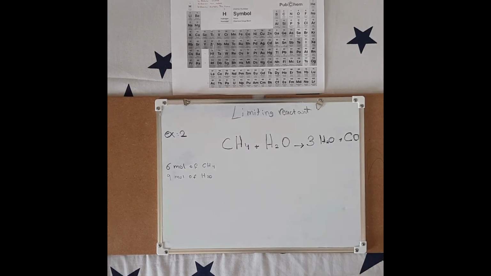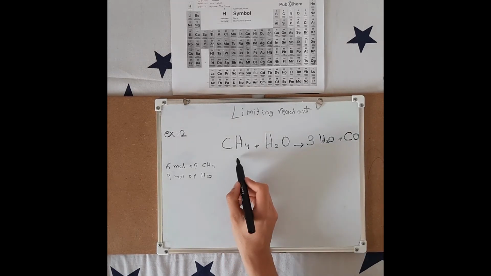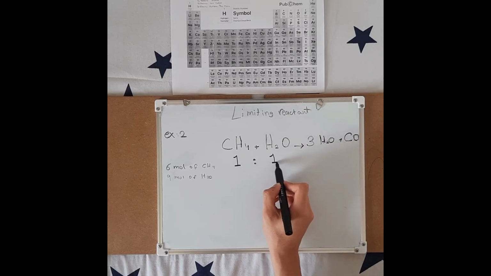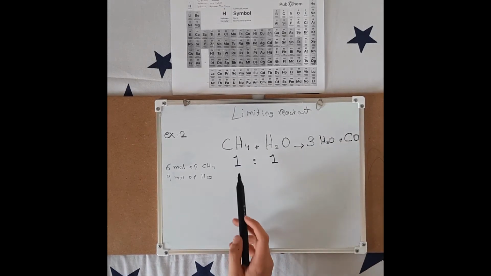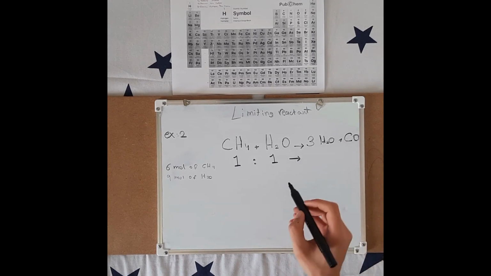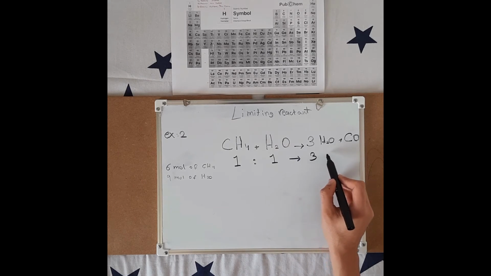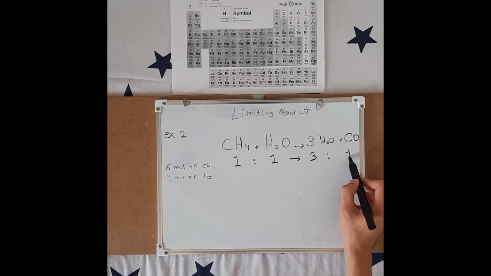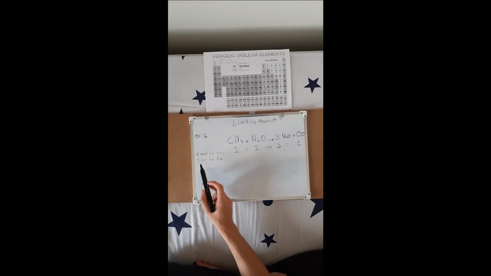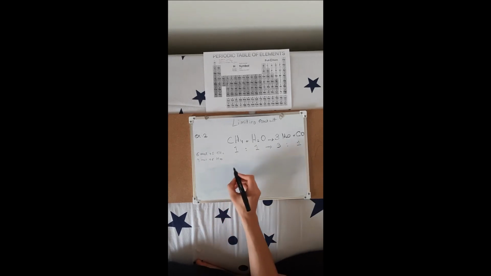First of all, we have to find the ratios of each molecule. Here we have 1 molecule of CH4 to 1 molecule of H2O. So one CH4 uses 1 H2O to produce 3, 2, 1. The next step, we're going to write the moles that he gave us in the equation. He said that there are going to be 6 moles of CH4. So we write 6 moles of CH4.